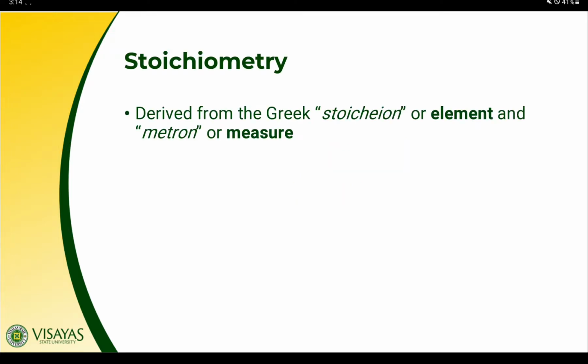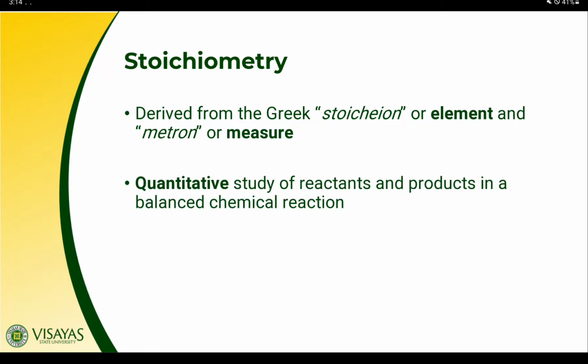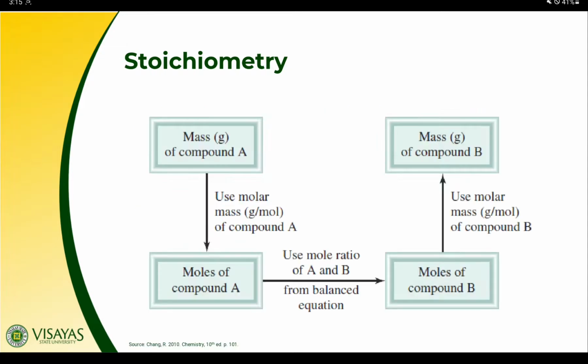So, what is stoichiometry? It is derived from the Greek word stoichion, which means element, and metron, which means measure. So, stoichiometry is a quantitative study of the reactants and products in a balanced chemical reaction. So, we use a balanced chemical equation here. When we say quantitative, we are dealing with measurements. Okay, so we use stoichiometry so as to calculate the amount of reactants and products in a chemical reaction.